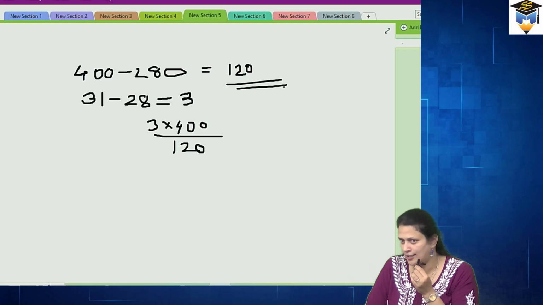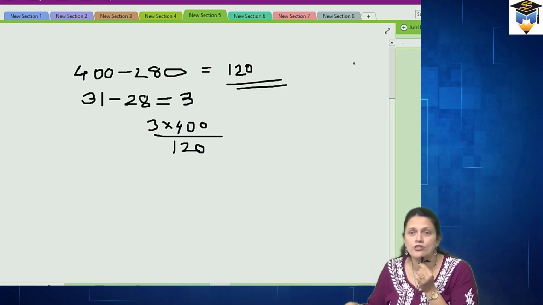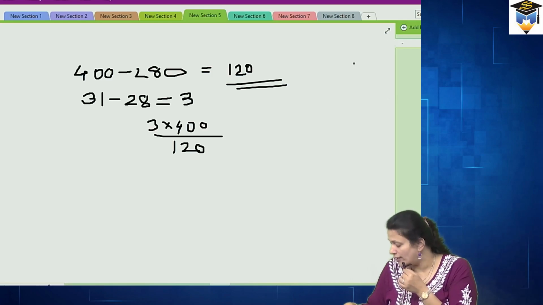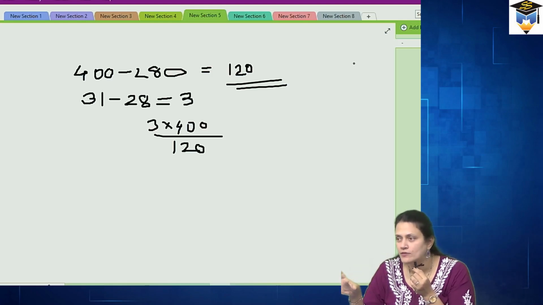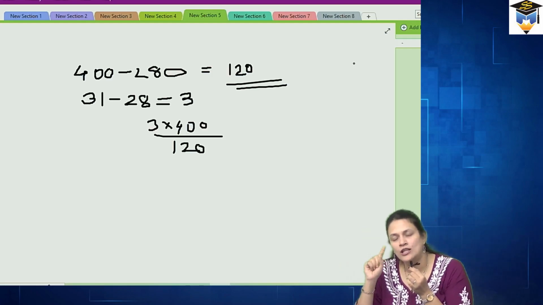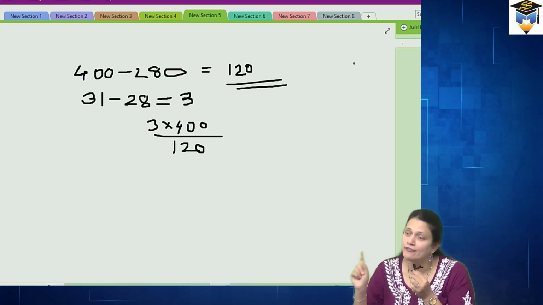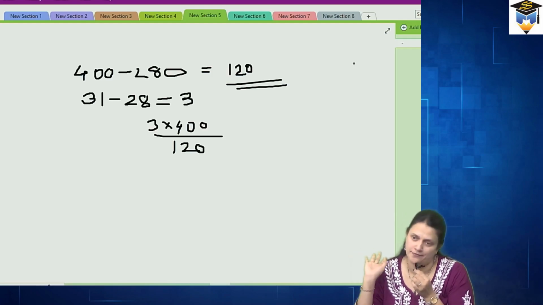Correct. It is given 400 soldiers. Total number of soldiers is 400. So 280 soldiers from this group were called back after 28 days. So how many soldiers remain then? 120. So 120 into number of days. So total number of soldiers into number of days, divided by the number of soldiers present after 28 days, that is 120.